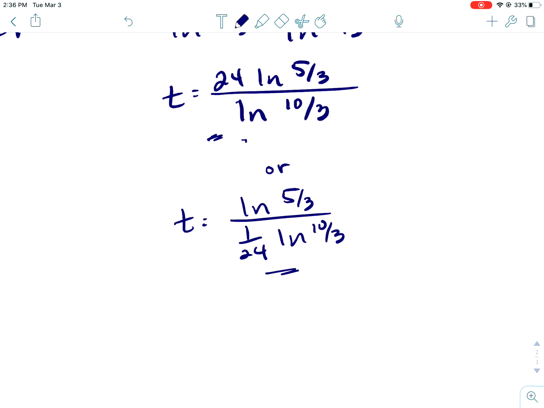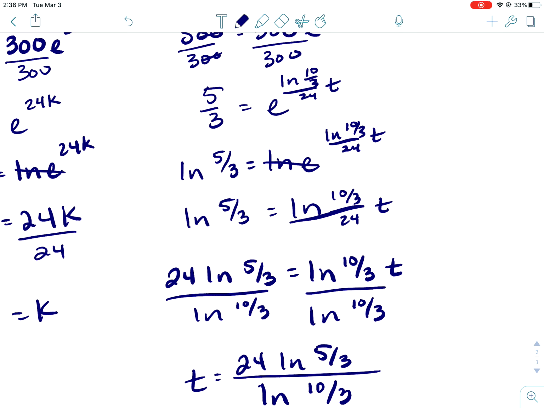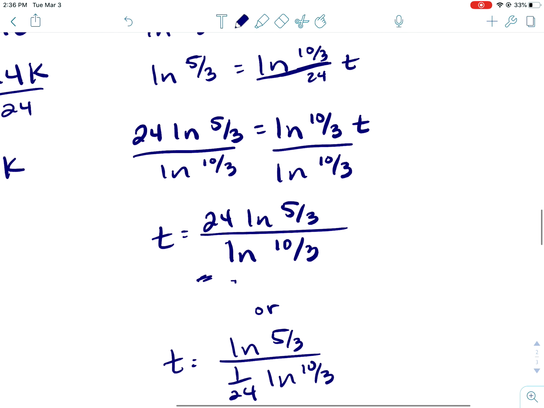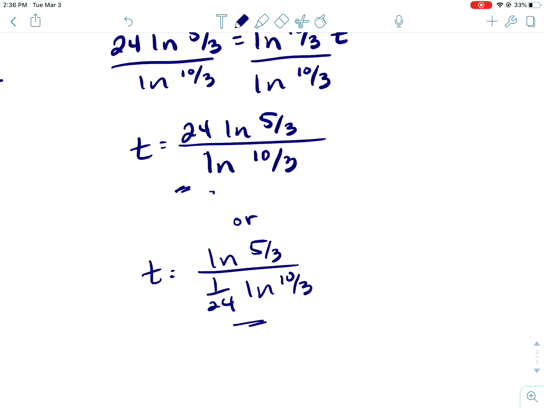So this, I don't know. I think at this point where I left it as a fraction, they did 1/24 natural log of 10/3. And so that it made more sense for the answer to look like that, but I don't particularly like it like that. So either way, I think you guys can match it.